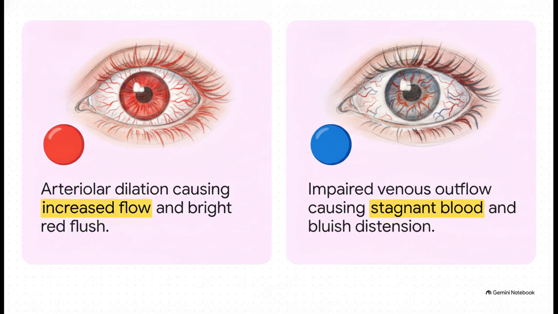But on the flip side, passive congestion gives us a totally different color palette. Here, impaired venous outflow causes all this stagnant, deoxygenated blood to just build up and sit there. You'll see a dark red or even bluish vascular distension, and that's a direct visual mirror for blockages, things like a carotid cavernous fistula or elevated episcleral venous pressure from glaucoma. The color alone is literally telling you the story of active flow versus a passive blockage.